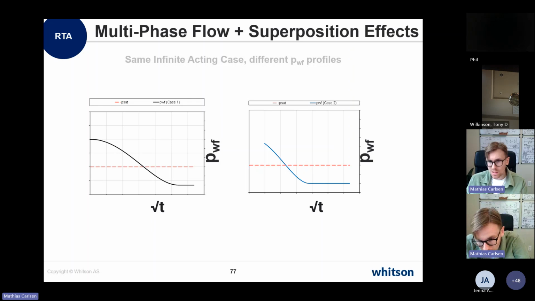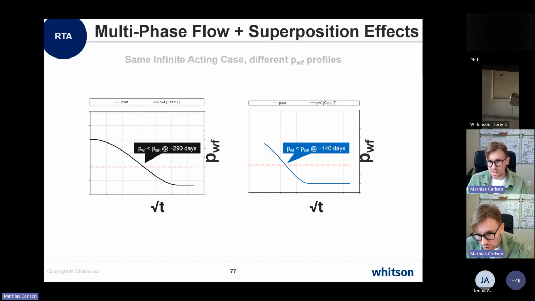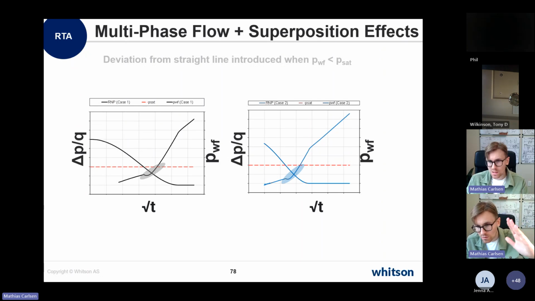Here I just plotted the bottom hole pressure versus square root of time. These are two examples where we go below the saturation pressure at 290 days, and also at 140 days. Same model, just with different drawdown strategies. What you see if you superpose the square root of time plot is a deviation just when you go below the saturation pressure, at these two different points in time, and you get these fake infinite acting periods, or fake time-to-end-of-linear-flow signals. That's what you get as you go below saturation pressure.